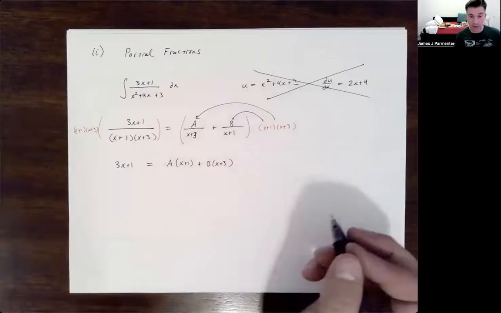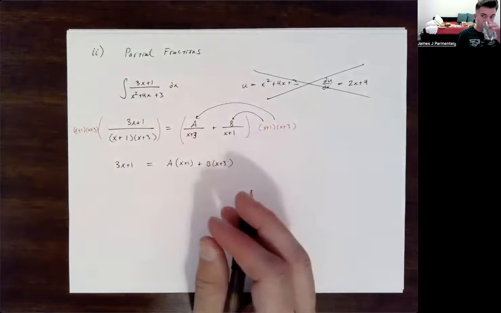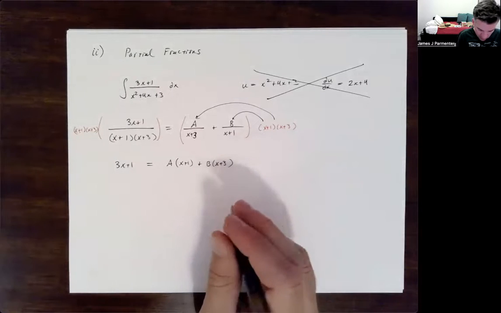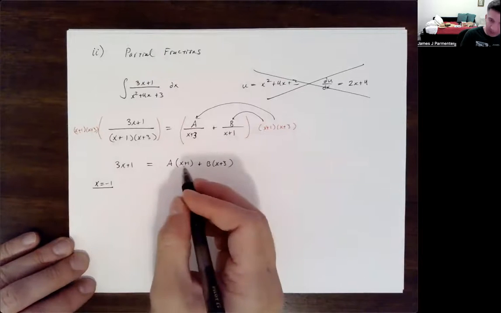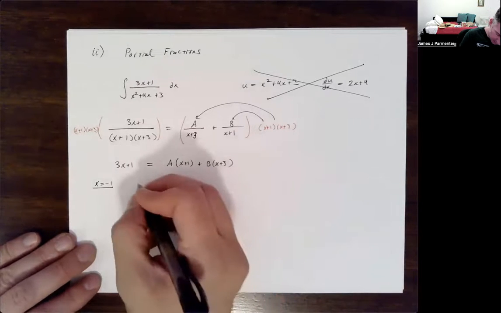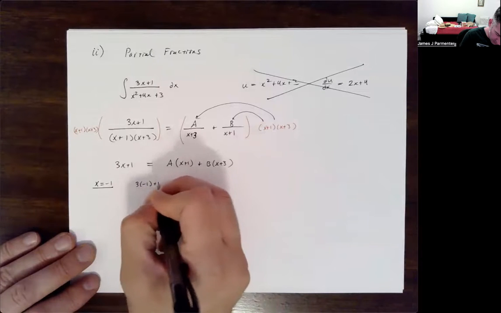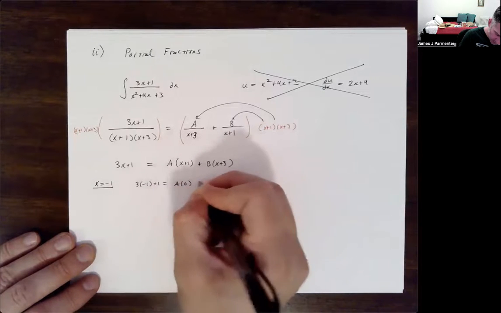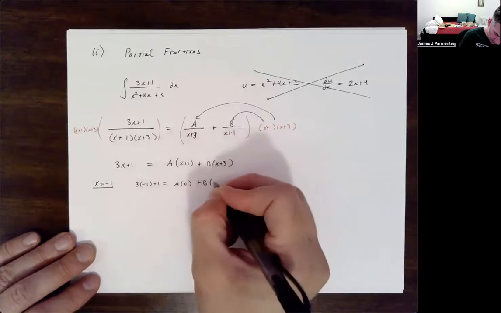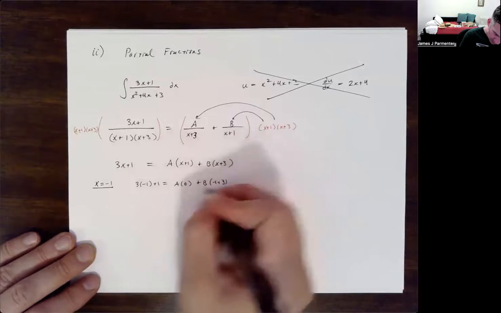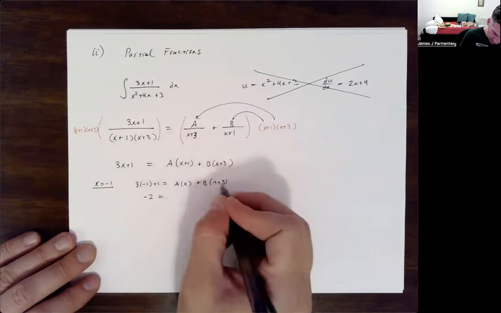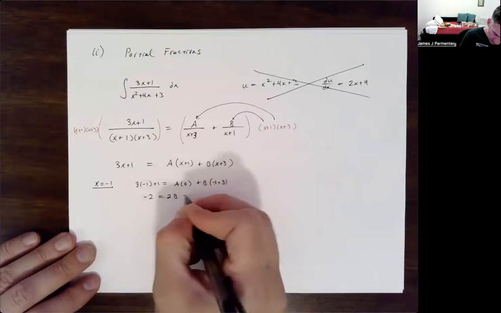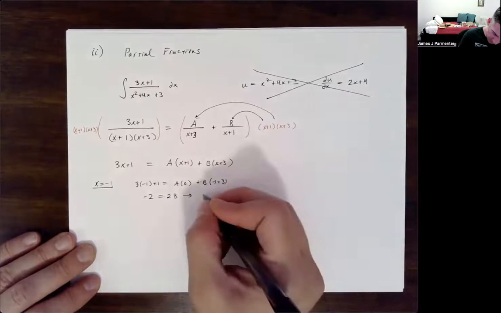And then I like to do what's called picking convenient values of x. So I can pick x equal to -1 because that's going to make this term go away. I get 3 times -1 plus 1 equal to a times 0 plus b times -1 plus 3. That's -3 plus 1, so -2 equal to -1 plus 3 is 2 times b. Dividing both sides by 2, I get b equal to -1.